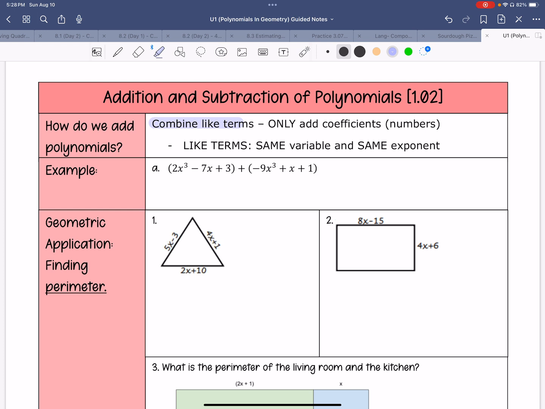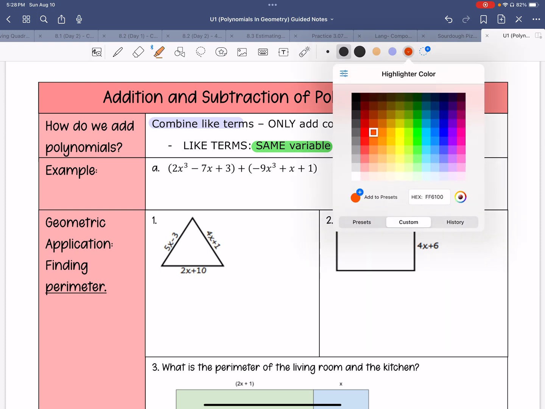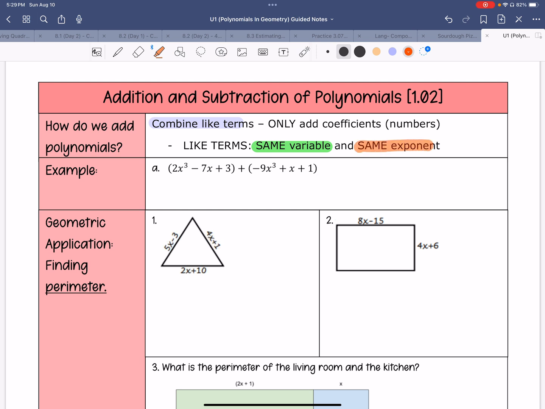Now, this is really important to know what constitutes a like term. Two things must be true. That term has to have the same variable, which remember the variable is going to be your letter part, and also has to have the same exponent. So the same variable and that variable has to have the same exponent. So that is going to be the stipulation that we need in order to add our polynomials.